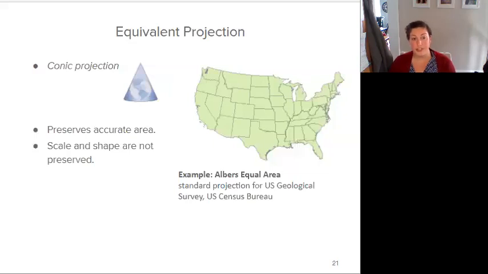Whereas the conic projection of something like Albers equal area preserves area, but the scale and the shape are not preserved. So it has correct proportions for area. So this would be better for something like a population map.